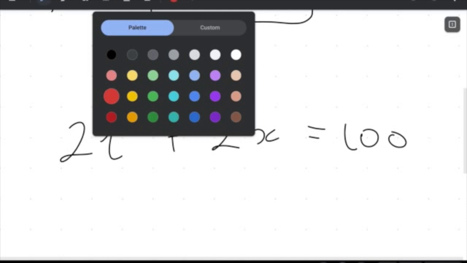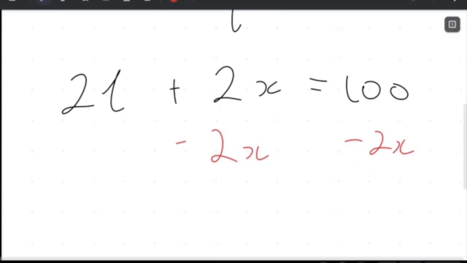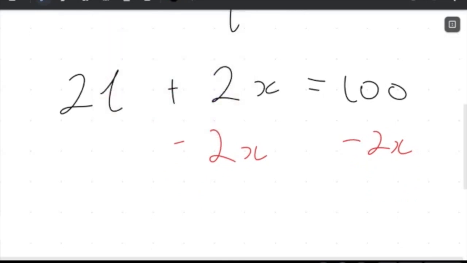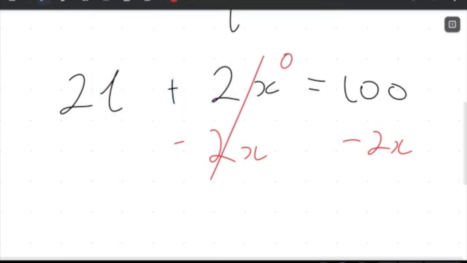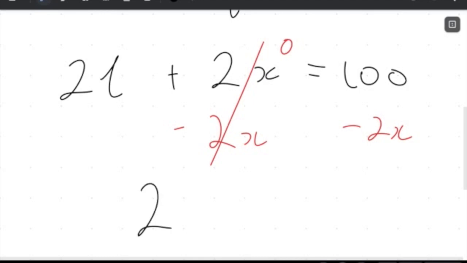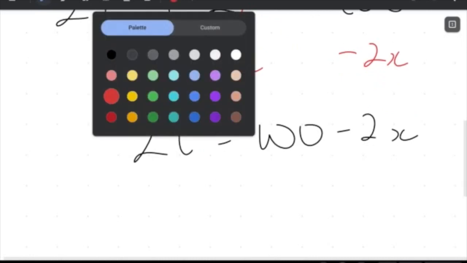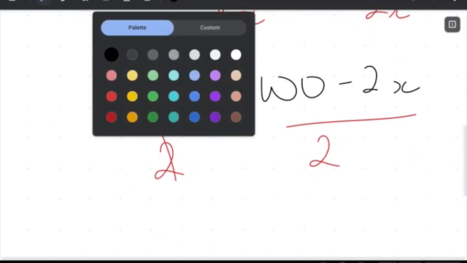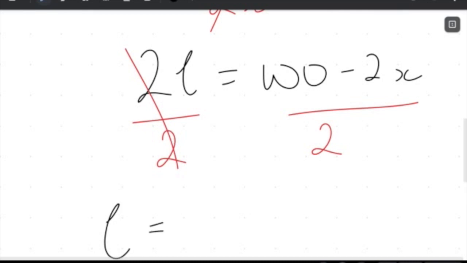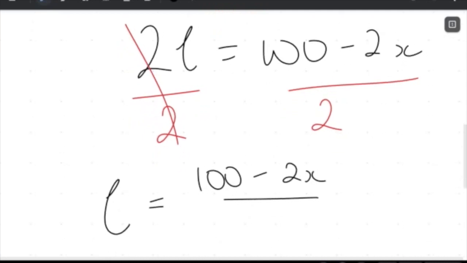To do that, we want to isolate the L. So we want to get everything on the other side, leaving L on its own, and we get that by just solving this equation. So I'm subtracting 2X from both sides. That gives me 0 here, leaving me with 2L, and that equals 100 minus 2X. And we can divide both sides by 2 to get us the L. So I get that my length L equals 100 minus 2X all over 2.